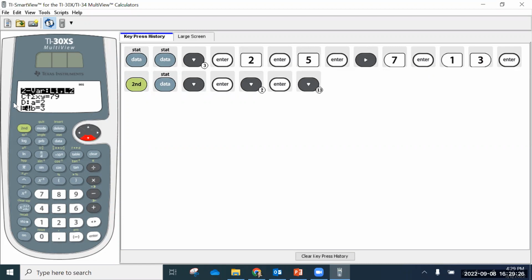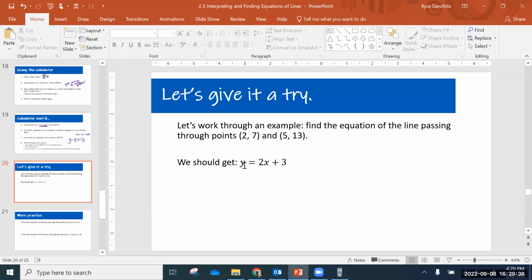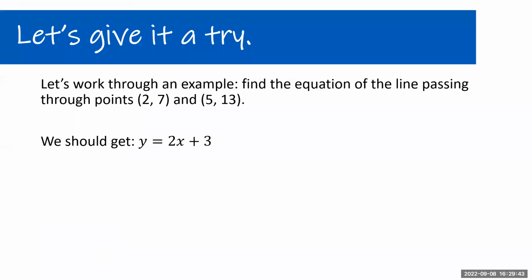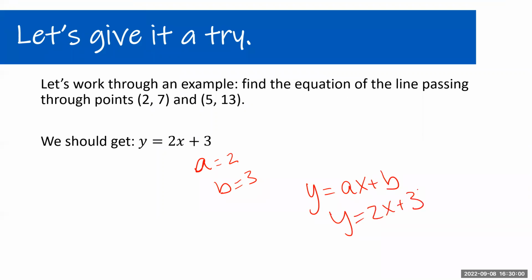And there we go. A equals 2 and B equals 3. Now, if we go back to our slides here, it said, hey, we should get Y equals 2x plus 3. And that is, in fact, what we got. Remember, we got A equals 2 and B equals 3. And in the calculator, it's going to be Y equals AX plus B. So Y equals 2x plus 3 is indeed what we got in our calculator.